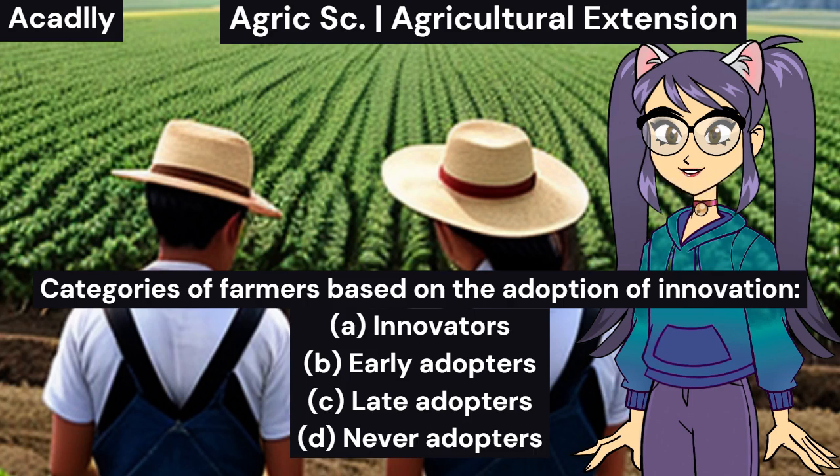Late adopters. These individuals are highly conservative and require reassurance before accepting new innovations. They typically represent the largest percentage within a group. Never adopters. This category is extremely resistant to change and refuses to accept new innovations regardless of persuasion. Their percentage is usually small.